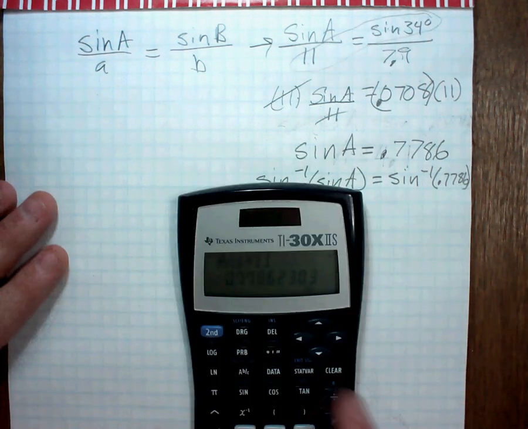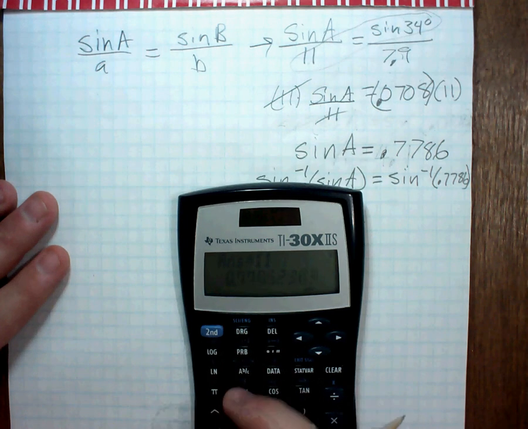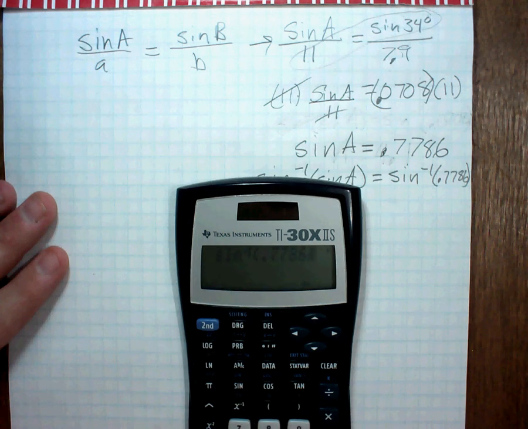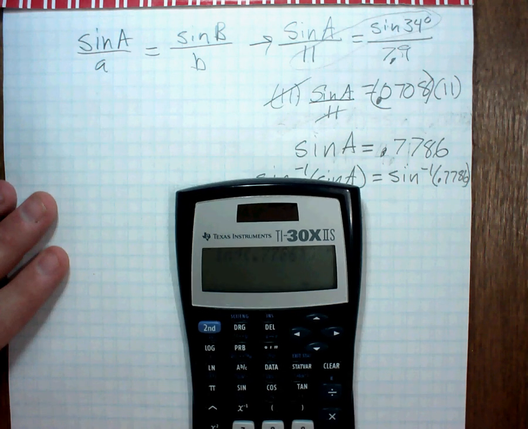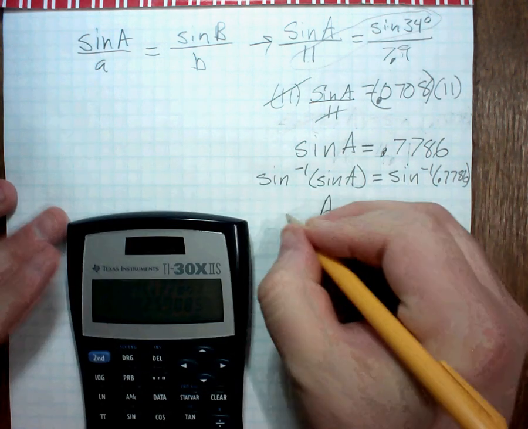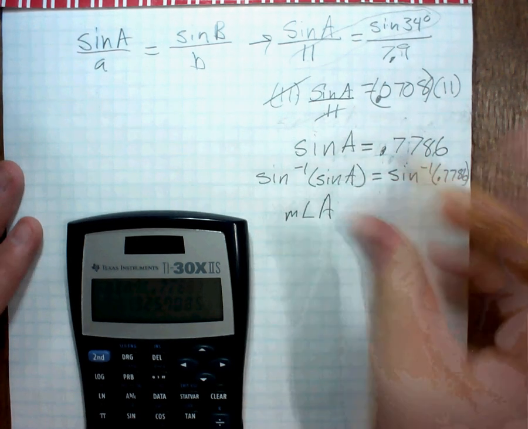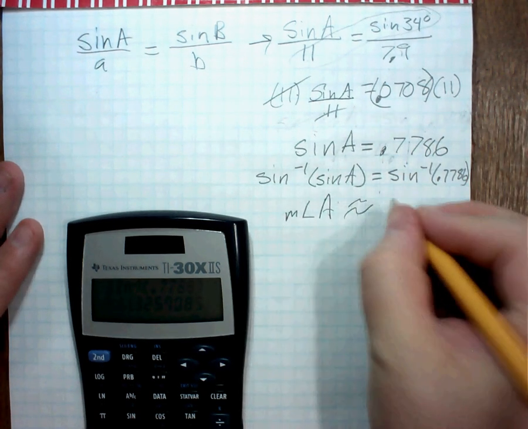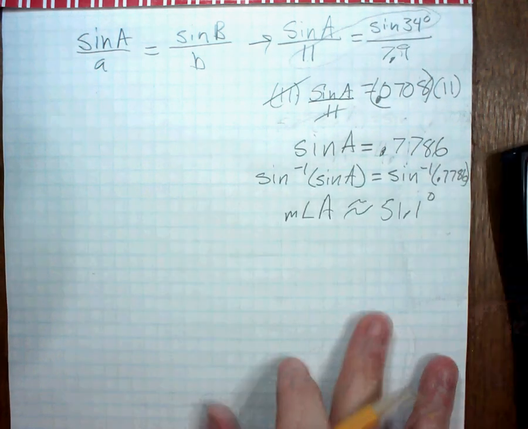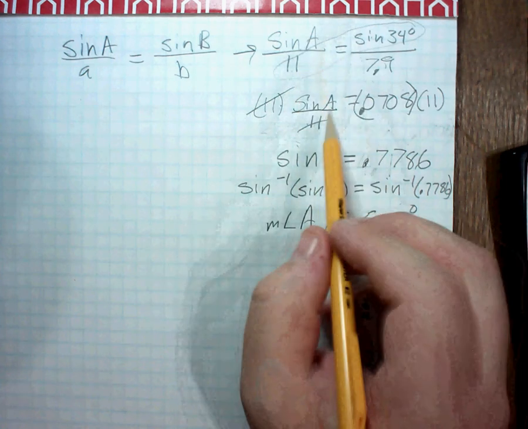So now when I go arc sine 0.7786, now I get 51.1 degrees. So the measure of angle A is approximately 51.1 degrees. So what I did there is a simple, honest mistake. When I went from this line to this line, I forgot about my 11.